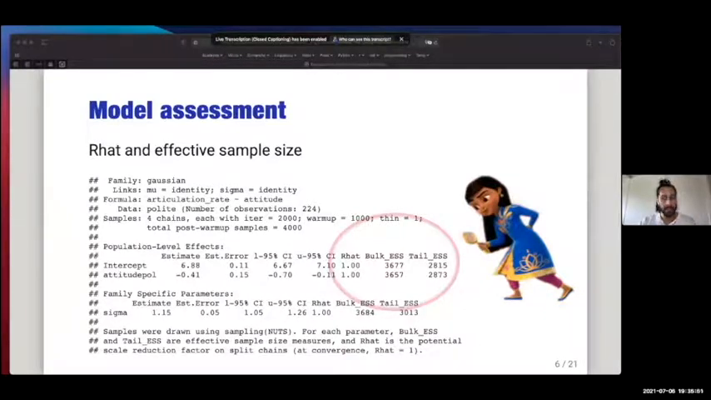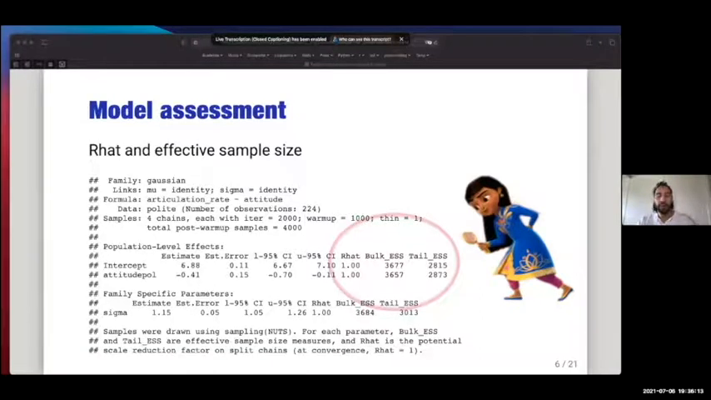If it's not in that range, if it is higher than that, then that is a sign that the chains did not mix well. In other words, between and within chain estimates don't agree with each other. That's indicating a problem. In this case, we can see that the R hat values are all right around 1 for the population level parameters, and also for the sigma, the family parameter, a little bit lower.